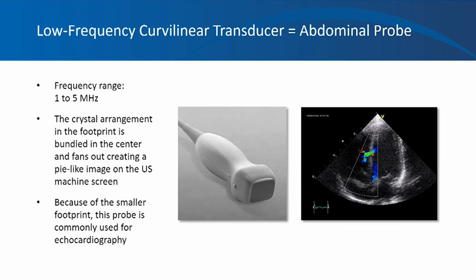It helps us scan the heart through the intercostal spaces, avoiding rib shadow because it's so small at the place where it comes into contact with the body. And the piezoelectric crystals are arranged in the center of the probe, providing a pie-like scanning area which avoids rib shadows.